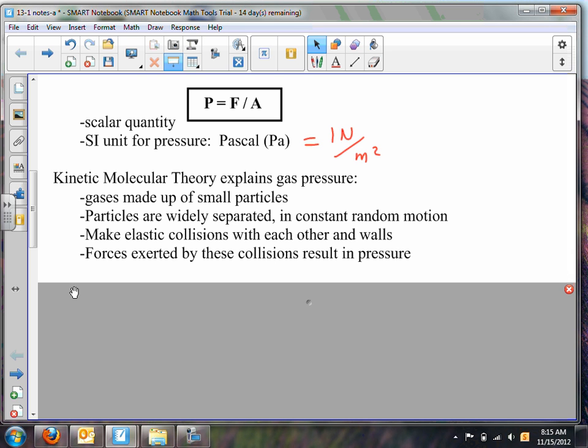And the forces that are exerted by these collisions will result in the air pressure, or pressure. So you have forces acting on little areas, and they run into the wall and such, and that force over area can give you pressure.